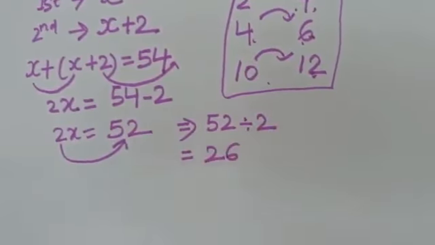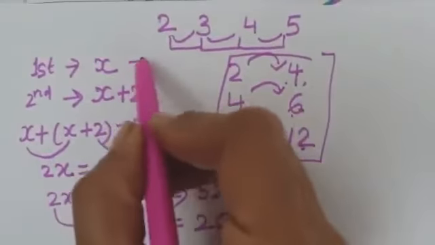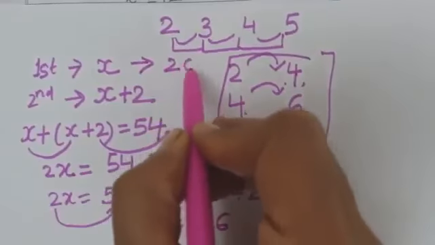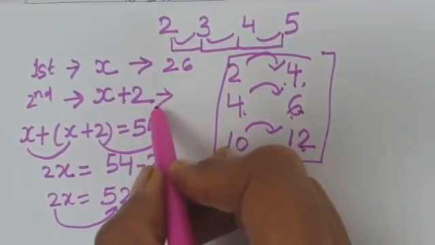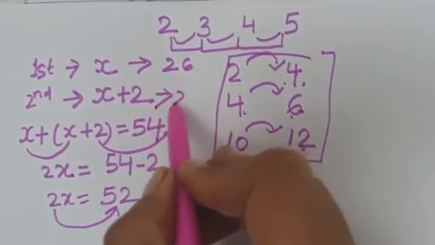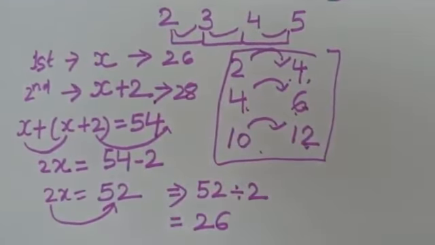So what we get? We get 26. So it means the first integer will be 26 and the second integer, which is also even, will be 28. Clear, children?